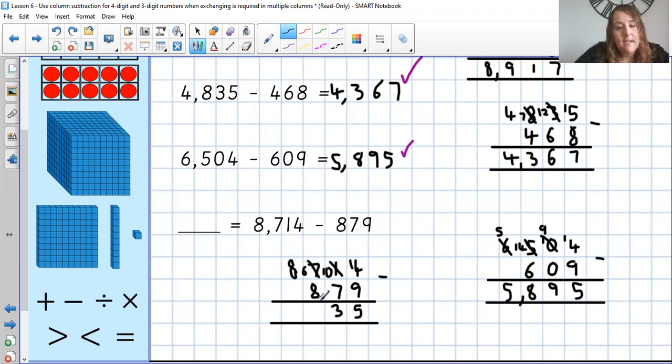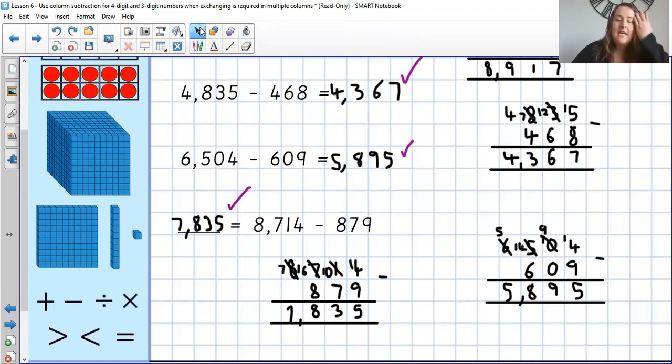6 take away 8, I can't do that either. So I cross out the 8 in the thousands and leave a 7. And then pop a 1 next to my 6. So I've got 16 hundreds. And 16 take away 8 is 8. And finally, 7,000s, take away nothing is 7. So we get the answer 7,835. And well done if you got that one right as well.